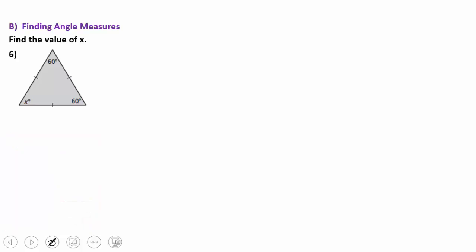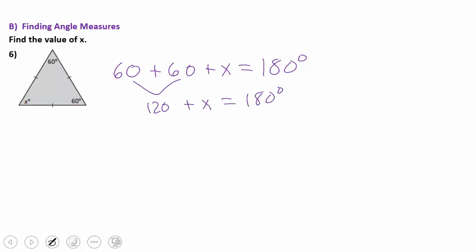Here we have a triangle, and it has 3 angles, and all we have to do is add them up. We have 60 plus 60 plus x equals 180 degrees. So we simplify by adding those two together. That's 120 plus x equals 180 degrees. Then we subtract 120 from both sides, and we get that x is equal to 60 degrees. Well, that only makes sense. We can figure that out by looking. If all 3 sides are the same, then all 3 angles have to be the same.